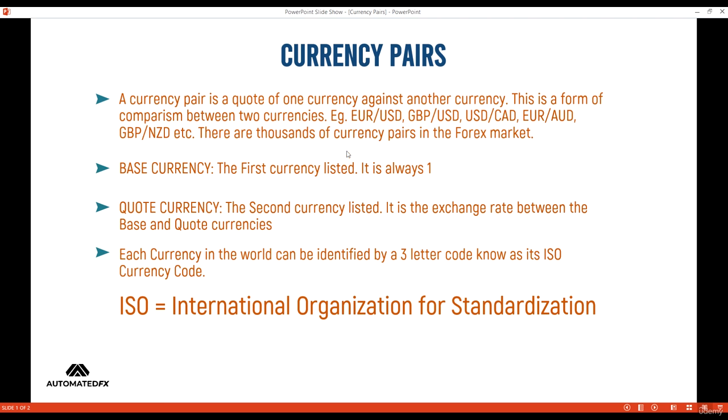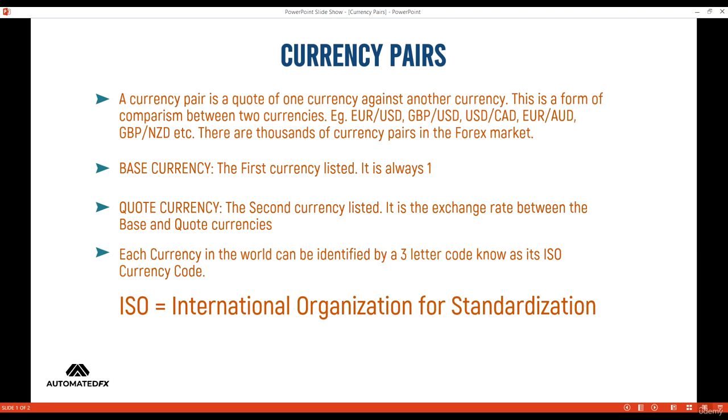The value of the base currency is always one. The value of the quote currency is the exchange rate between the base currency and the quote currency. I don't know if you understand, but I'm very sure you will in subsequent videos, because we are going to work with these metrics very easily and very frequently. So that's the idea of the base currency and the quote currency.